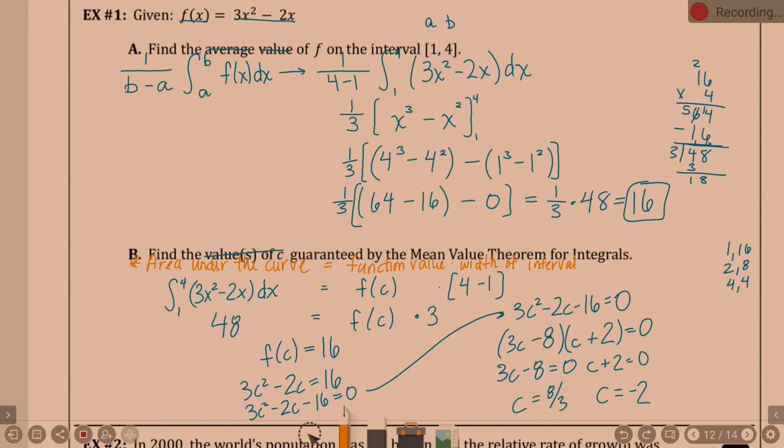What interval was this problem on? 1 to 4. Negative 1 and 4. Wait, why is it a negative 1? So then there are extraneous solutions. c cannot be... Negative 2 doesn't matter. Is 8/3 in between 1 and 4? Yep. What is that, 2 and 2/3? Yeah, 2 and 2/3 would be between 1 and 4. So that's it, it must be in the interval.